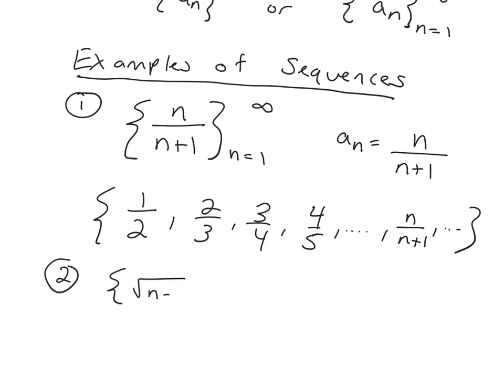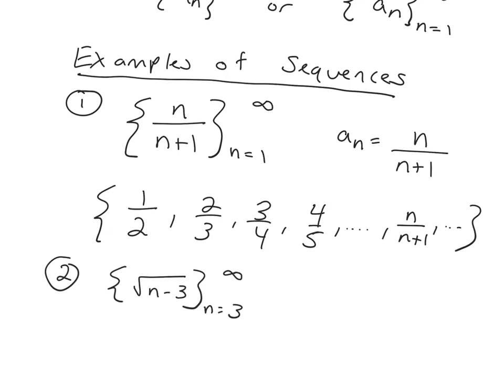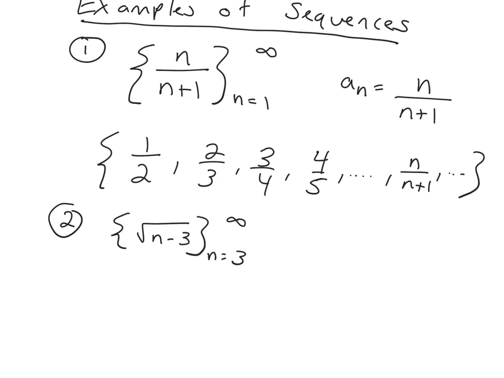So, let's say I take the square root of n minus 3, n equals 3 to infinity, okay? So notice now my sequence doesn't have to start at 1. That's the thing I'm trying to emphasize here. My sequence starts at the number 3 in this example. So what's my first term going to be? Plug in 3, what do I get? Square root of 0, so what's that? 0, right?